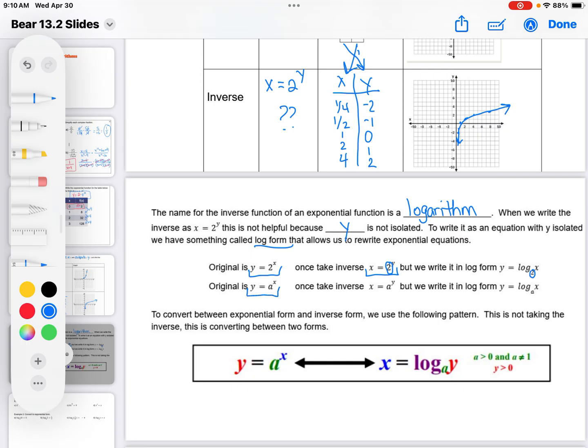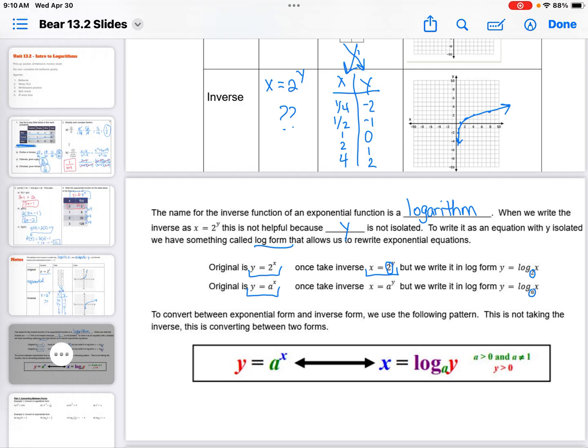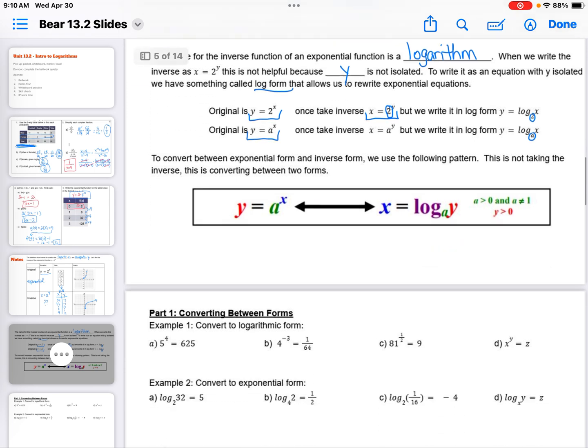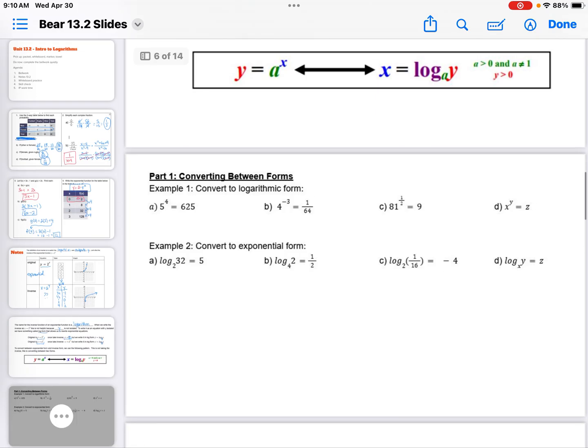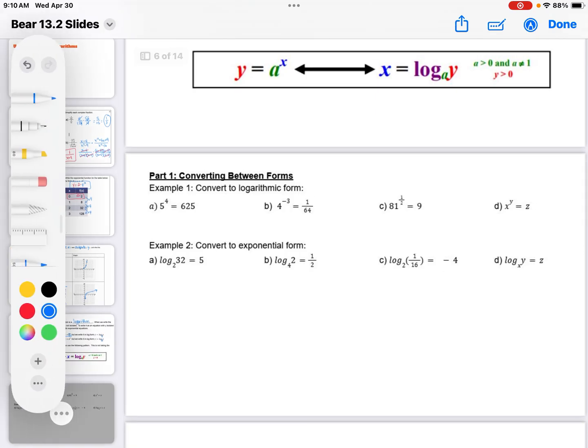So y equals a to the x, we write this inverse as log base a. If you look here at the bottom of this page, you'll see y equals a to the x converts into x equals log base a of y. So we're going to practice doing some converting. For part 1, we're going to convert each of these exponentials into their logarithmic form.